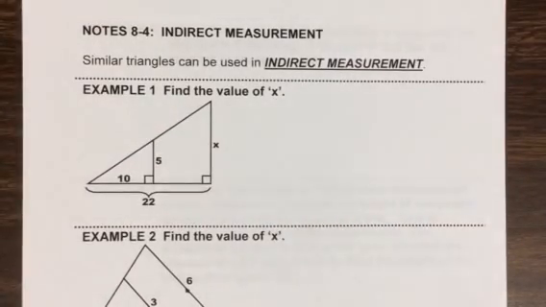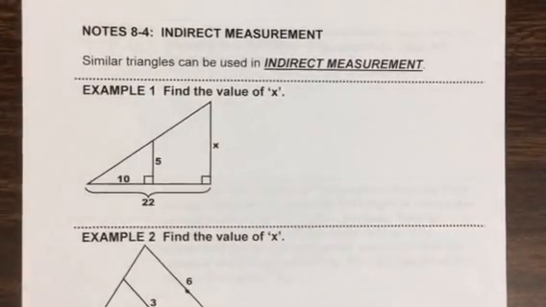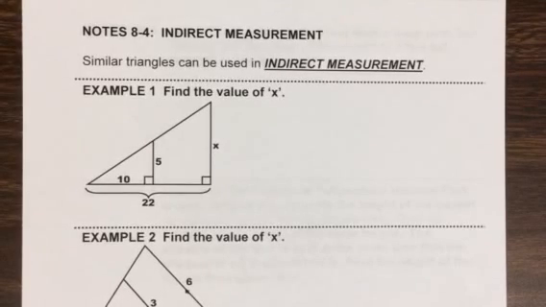Today we'll be talking about indirect measurements. So, the important part here is we've been talking similar triangles, and similar triangles can be used in indirect measurements. So looking at example number 1, find the value of x.